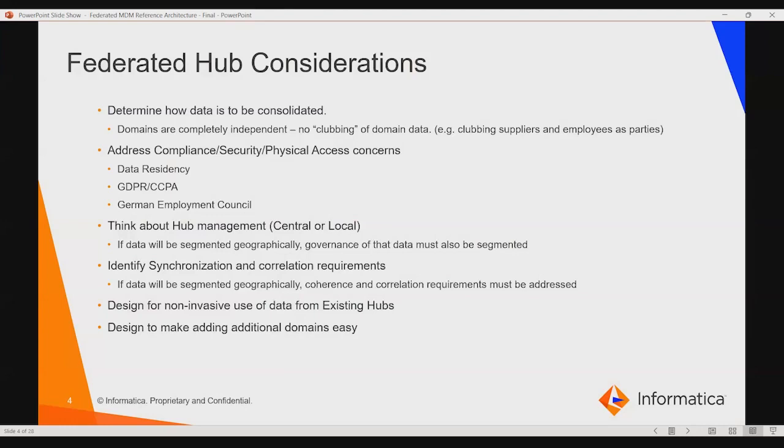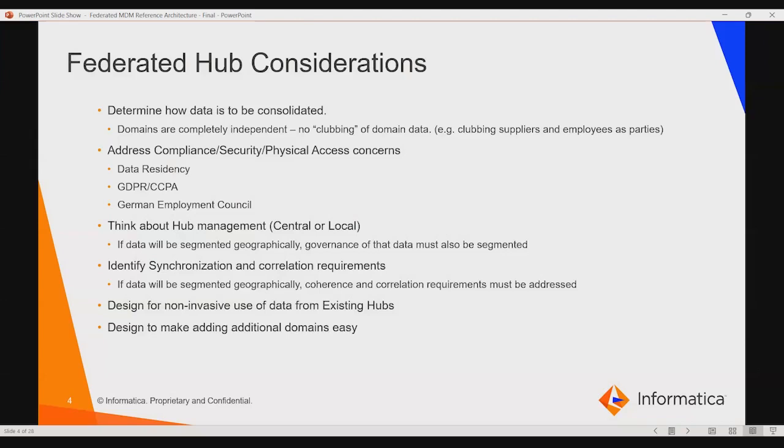Think about the hub management, central or local. So if the data will be segmented geographically, governance of the data must also be segmented, right? So for example, if you have data belonging to the United States of America and you have data stewards from the US, right? You would essentially want US stewards to govern the data belonging to that particular region, North America, right? Now, for example, if you have data from Germany, you would essentially want German data stewards belonging to a particular customer, right, to govern the data, take any governance decisions that come out of that data, right?